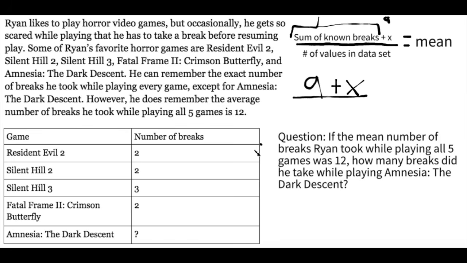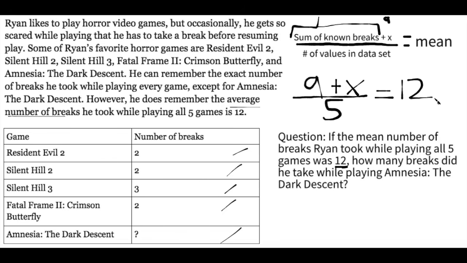Okay, so down here, number of values in the data set. All I mean by that is we count up the number of numbers here. We've got 1, 2, 3, 4, 5. So a 5 is going to go down here. We count up all the numbers, including the one that we don't know. And then you set this equal to the mean. The whole point here is that we have to know what the mean is to get this to work. And we do. We know that the mean number of breaks, or the average number of breaks, two ways of saying the same thing, was 12. So for mean, we can just plug in 12.